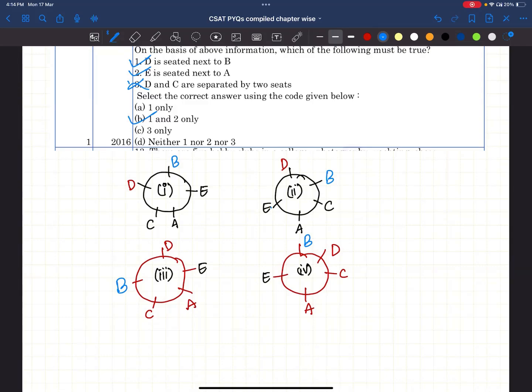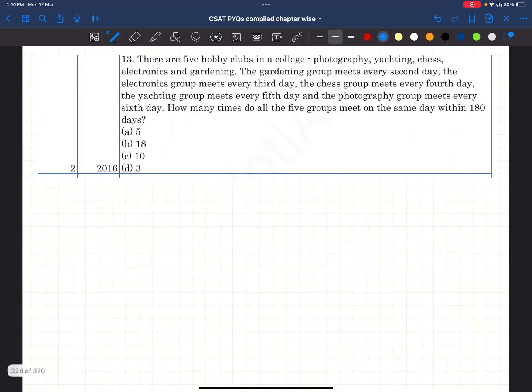Now, let's go to the next question. There are 5 hobby clubs in a college: photography, yachting, chess, electronics, and gardening. The gardening group meets every second day. The electronics group meets every third day. The chess group meets every fourth day. The yachting group meets every fifth day. The photography group meets every sixth day.